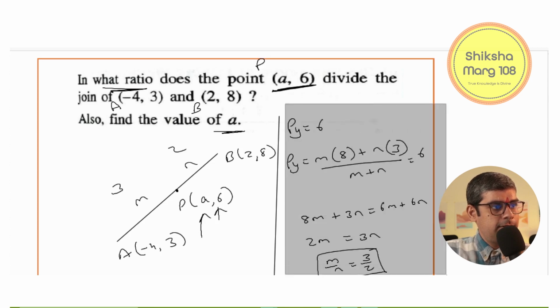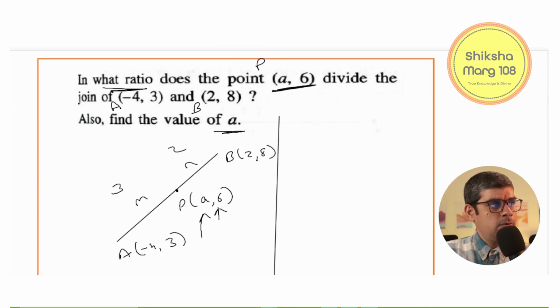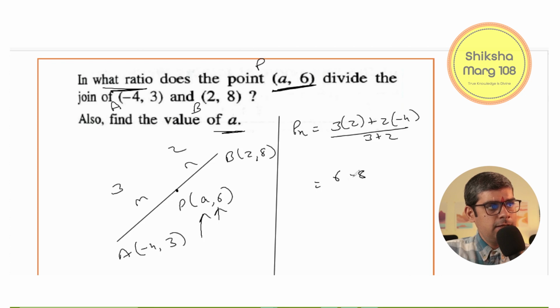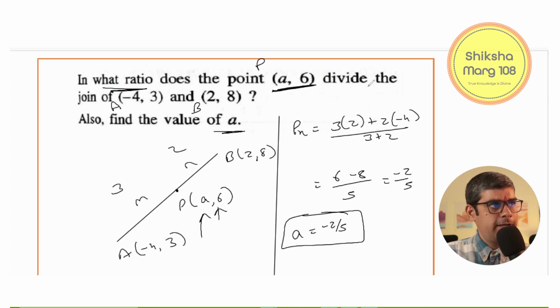So let me just get rid of this, since we now know what the ratio is. So this is going to be Px equals 3 times 2, the x coordinate of B, plus 2 times minus 4, the x coordinate of A, the whole over 3 plus 2. So that's going to be 3 times 2 is 6, minus 2 times 4 is 8, the whole over 3 plus 2 is 5. 6 minus 8 is going to be minus 2 over 5. So the x coordinate of point P, the value of A, is minus 2 over 5. Hope that's making sense to you guys as well. Pretty straightforward, yeah? Well done.